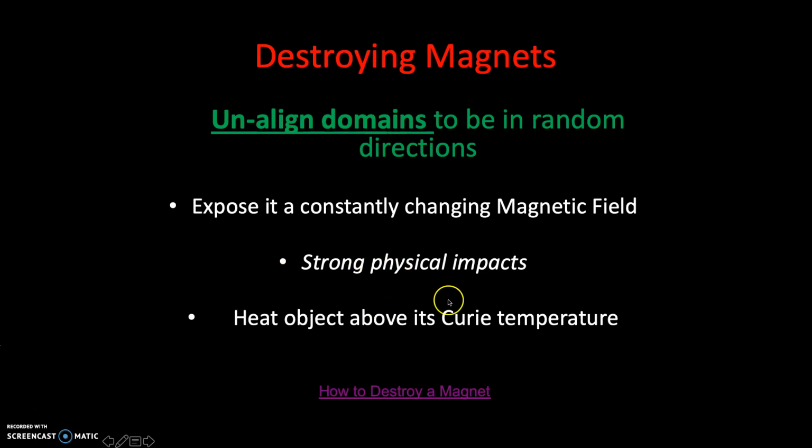You can also bash it. Strong physical impacts can physically scramble up the domains. So treat the magnets in the classroom gently so that they can retain their magnetic properties. You can also heat the object above its Curie temperature to break those bonds and scramble up the domains.